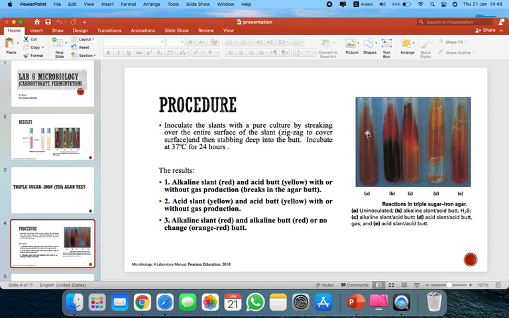Actually, TSI, the triple sugar iron agar test, is used to determine whether a gram-negative rod utilizes glucose, lactose, or sucrose and forms hydrogen sulfide, H2S. So H2S, I will have that also. Here you can see the B. With H2S, it will be dark in color.